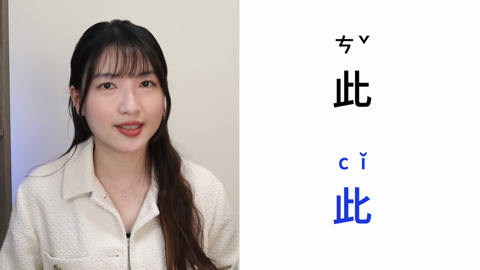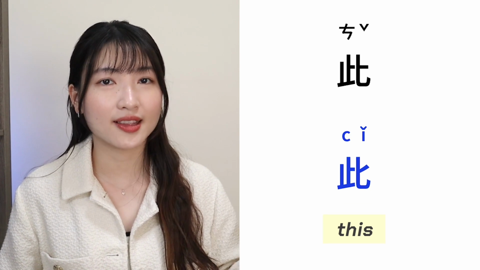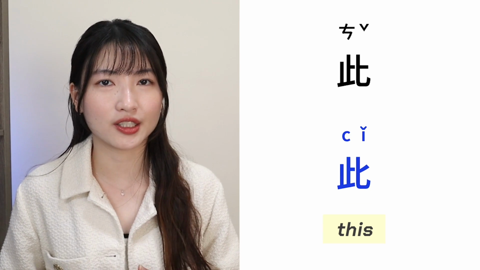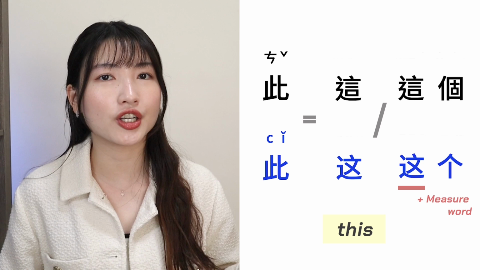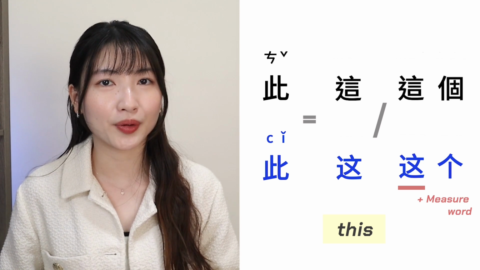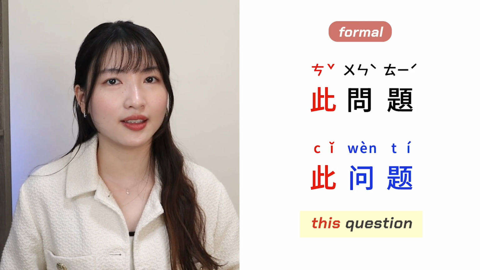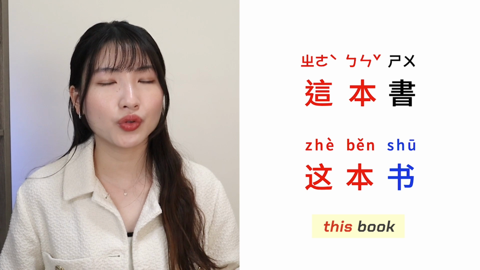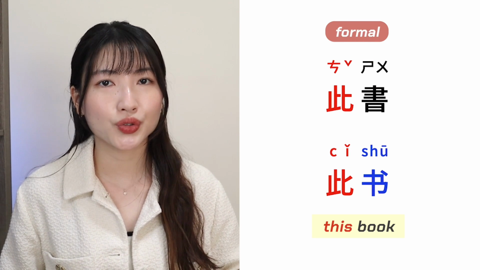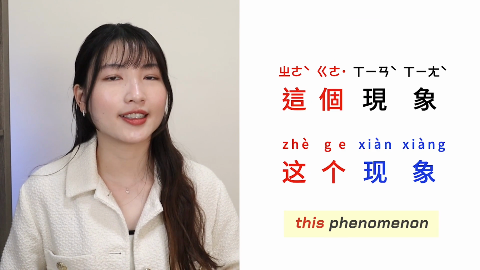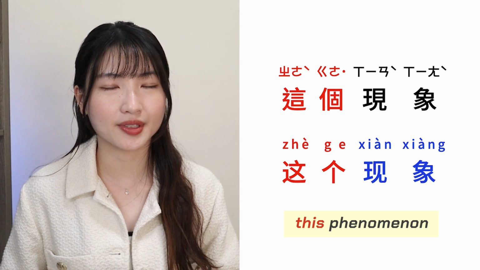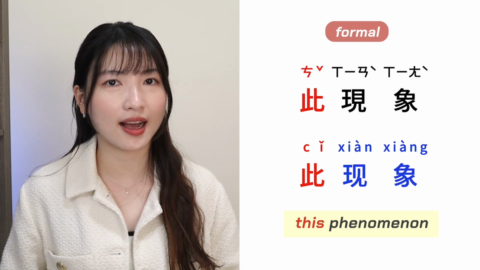Alright, the first word commonly used in formal writing is 此. 此 means this, so it's basically equivalent to 这 or 这个. For example, 这个问题 becomes 此问题. 这本书 becomes 此书. 这个现象 becomes 此现象.